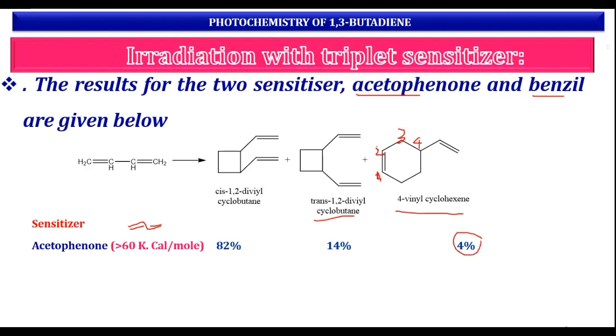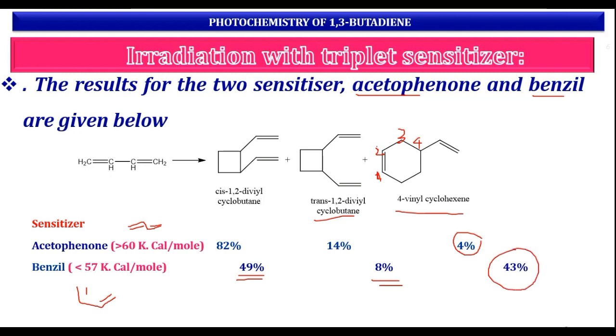How much product has been obtained? 4%. Now let's use benzil, whose energy is less than 57. This is going to excite the cis isomer. So that's why you can observe the product composition here: 49% of the cis isomer, 8% of trans-1,2-divinylcyclobutane. But what happened here finally? The composition of 4-vinylcyclohexene has increased.